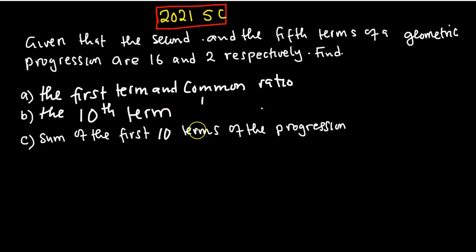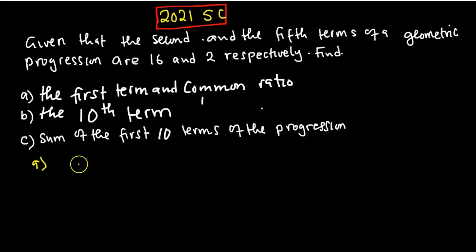Okay, so let us answer now the one that came in 2021 school certificate. Given that the second and the fifth term of the geometric progression are 16 and 2 respectively. Find the first term and the common ratio. So we've solved this kind of a question before. So let us just go and answer the question.